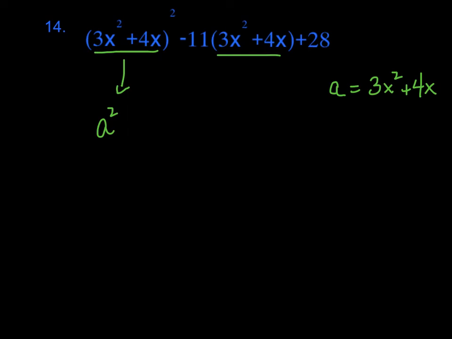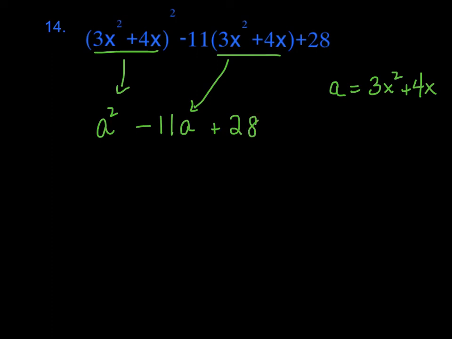Okay. Then minus 11, and here we go again. This binomial here, we are representing by a. So all I'm going to do is tack on an a there. That's where it's coming from. See it? Okay. And then I have plus 28.